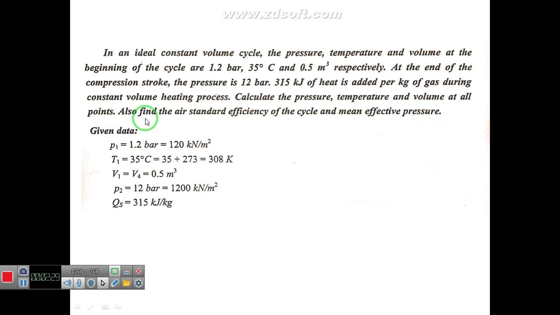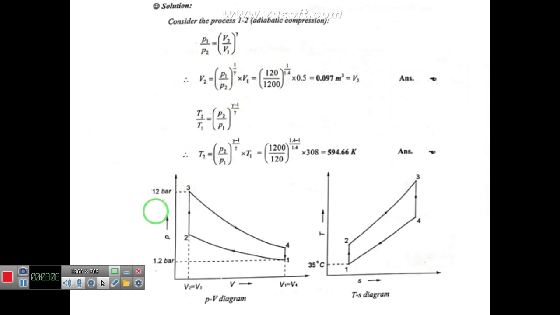First we are going to write the given data. For the initial condition, P1, T1 and V1 are given, and we write the corresponding values. Next, pressure P2 is 12 bar. When we put values in the formulas, pressure is in kilonewton per meter square. In addition, the heat supplied in the constant volume process is given. One by one we are finding the temperature and pressure at all the nodal points.